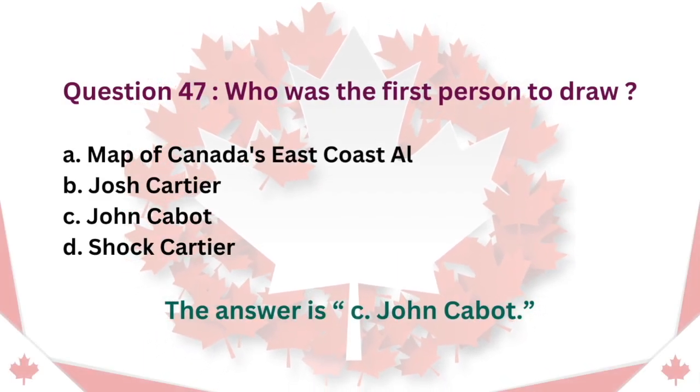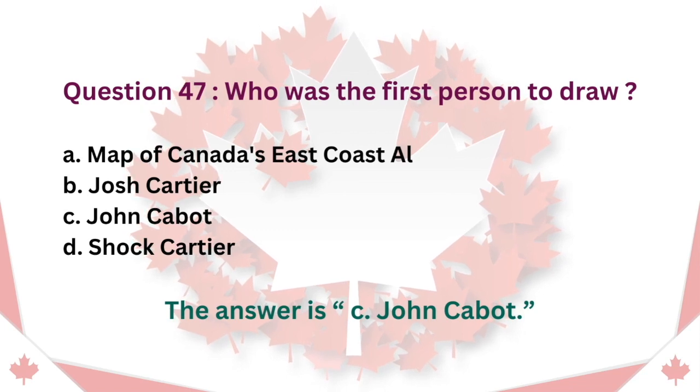Question 47. Who was the first person to draw a map of Canada's East Coast? B. Josh Cartier. C. John Cabot. D. Jacques Cartier. The answer is C. John Cabot.